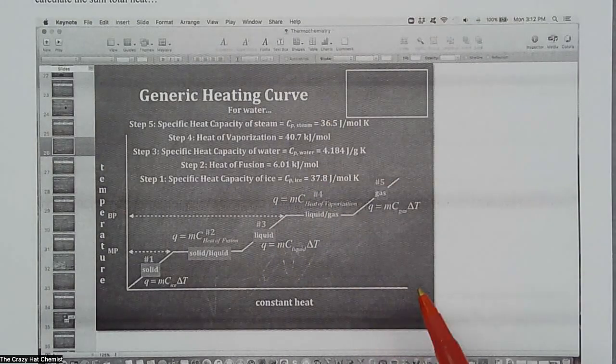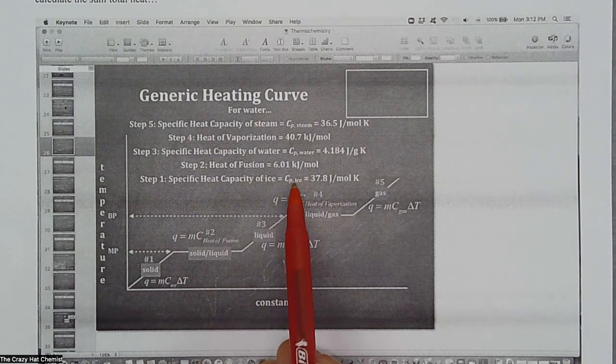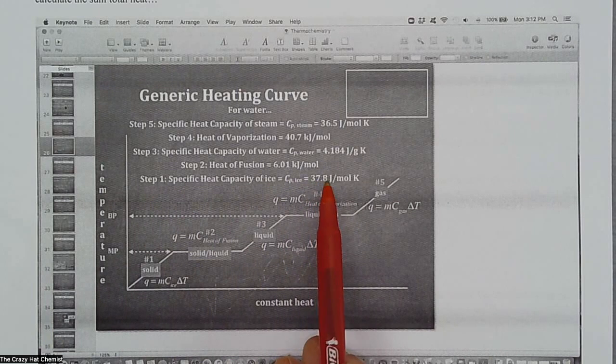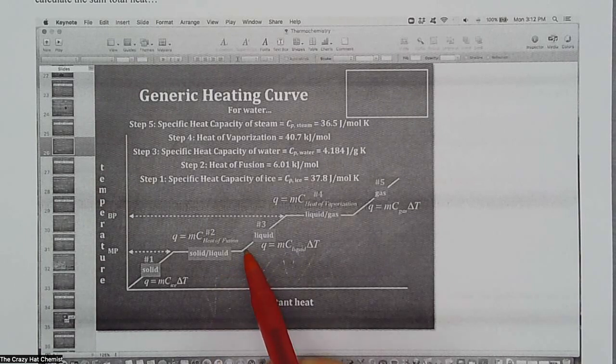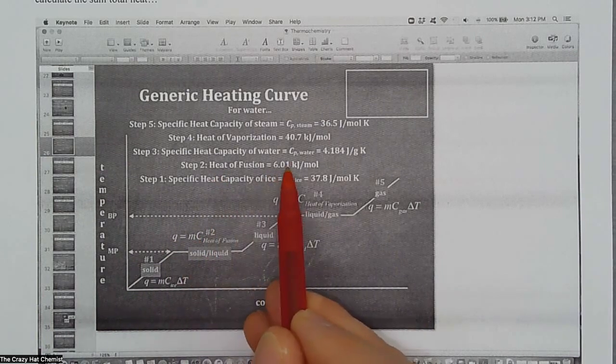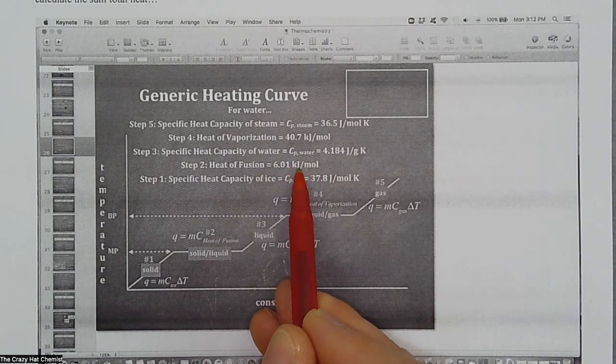For water specifically, this first step is a solid. We'll be using the basic equation Q equals mc delta T, with c for the solid, ice. The specific heat capacity for ice is 37.8 joules per mole Kelvin. I call this step number 1, and the next one is number 2. For step 2, we have Q equals mc. There's no delta T because there's no change in temperature, but the constant is the heat of fusion. The heat of fusion for water is 6.01 kilojoules per mole.